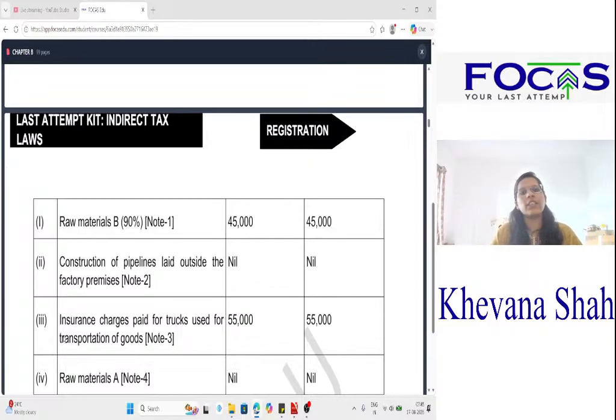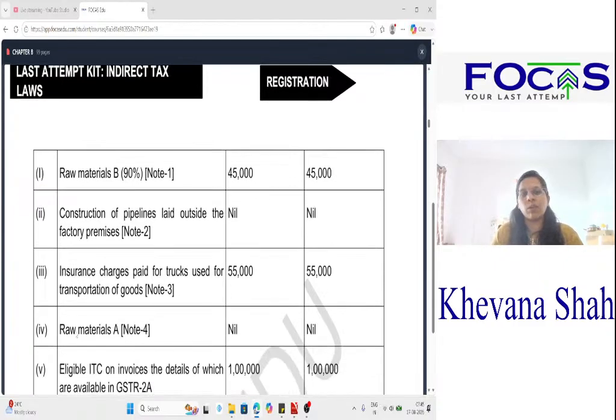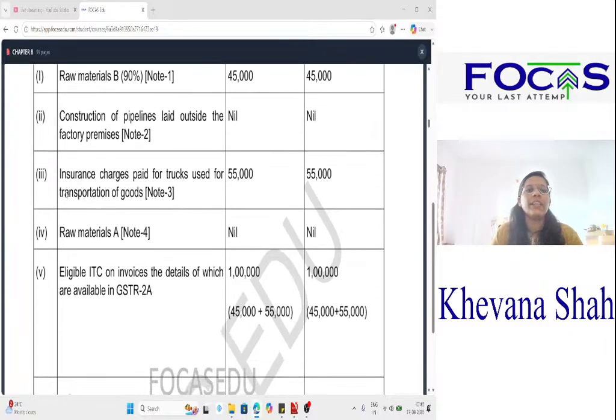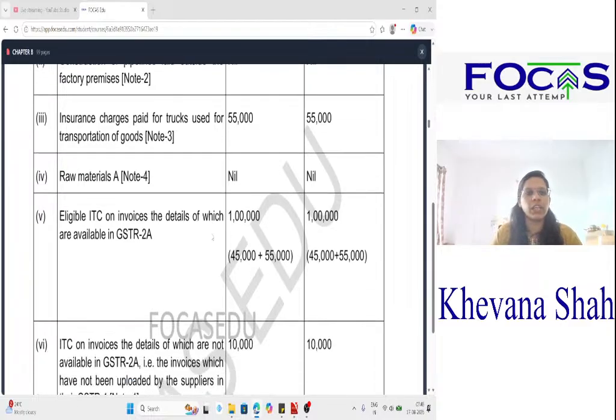Then construction of pipelines. Pipelines are specifically excluded from ITC. The ITC for pipelines is blocked, so that will not come. Then insurance charges paid for trucks. Since ITC is allowed for trucks, any insurance charges that we are paying for the trucks, for that also the ITC will be allowed. So 55,000 each will be allowed here.